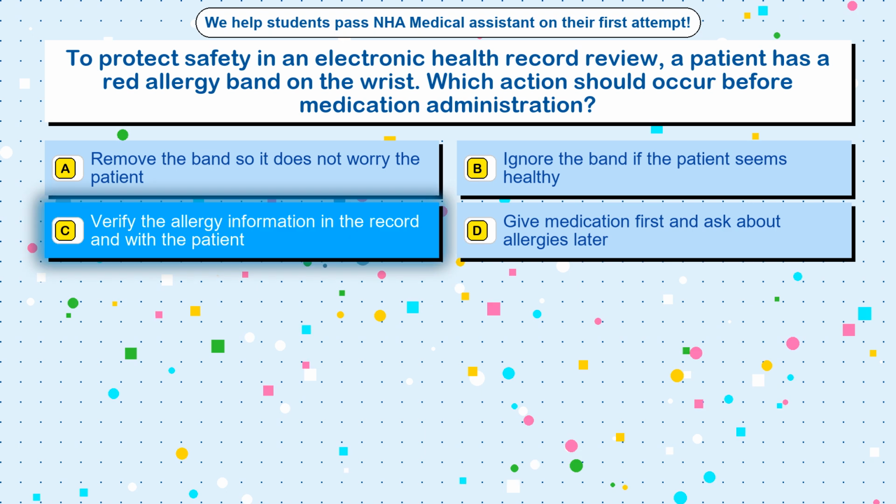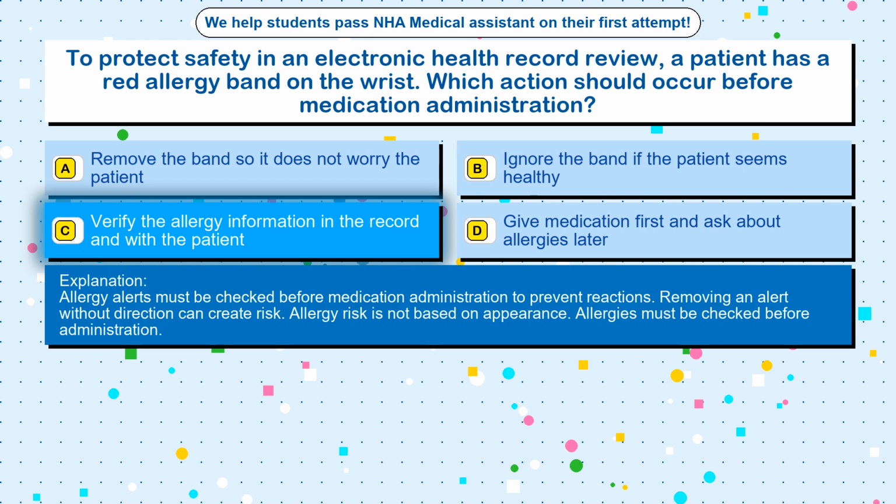The correct answer is option C. Verify the allergy information in the record and with the patient. Allergy alerts must be checked before medication administration to prevent reactions. Removing an alert without direction can create risk. Allergy risk is not based on appearance. Allergies must be checked before administration.